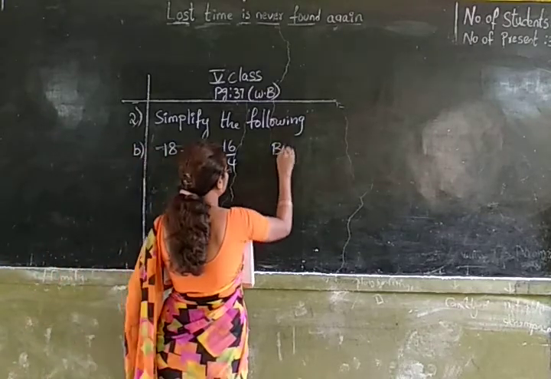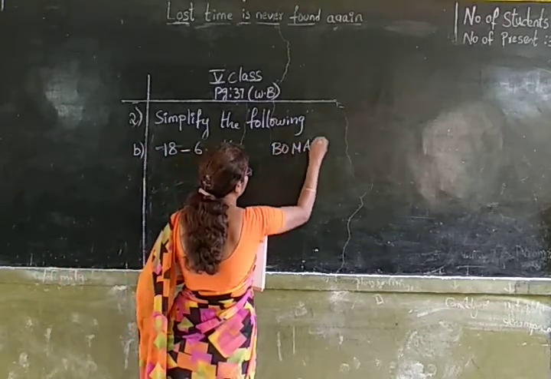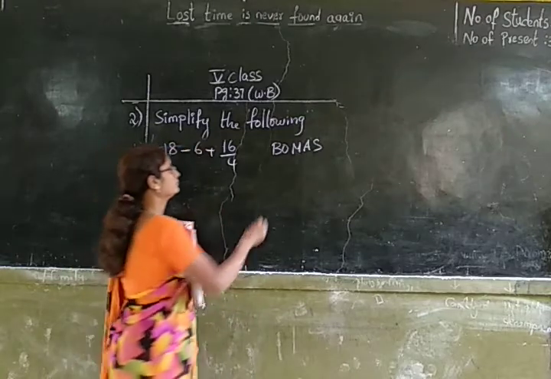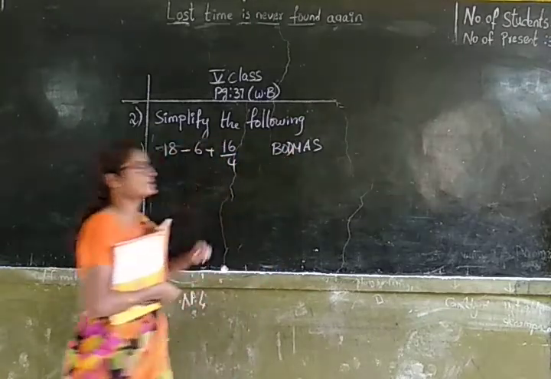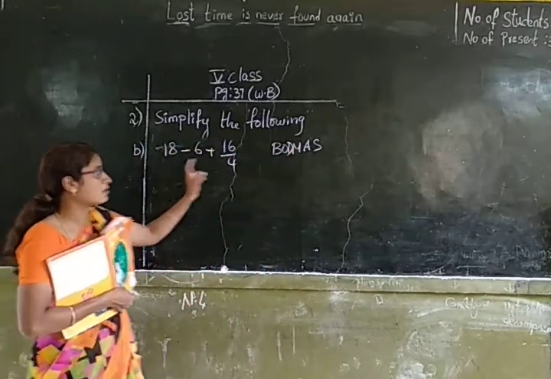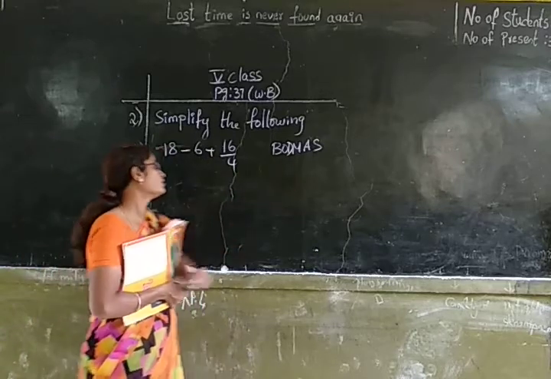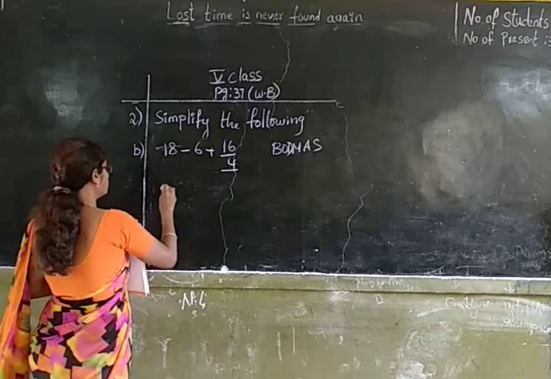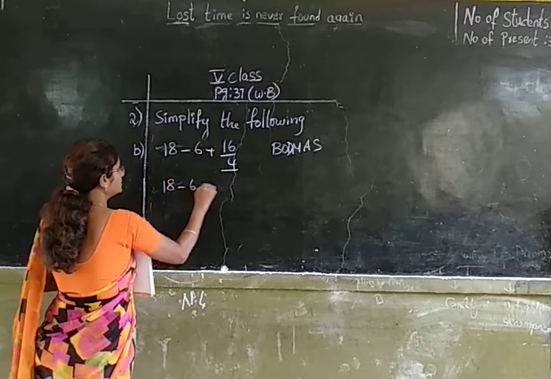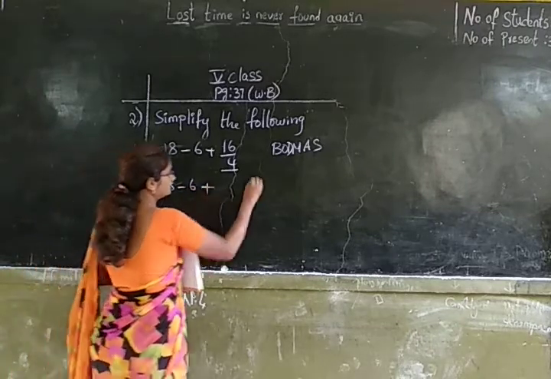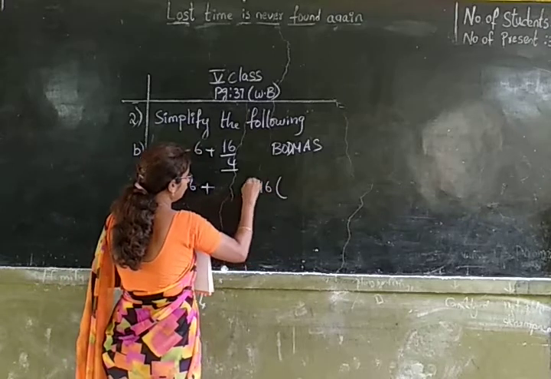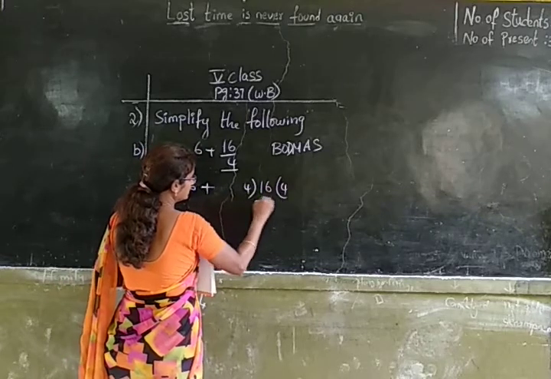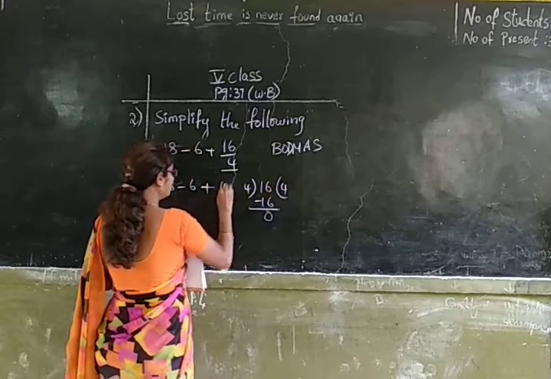Since we do not have brackets, we have to start the sum from the division. So here we have the division. So 18 minus 6 plus, let us divide 16 by 4. 4 fours are 16. First we have to write the quotient here.